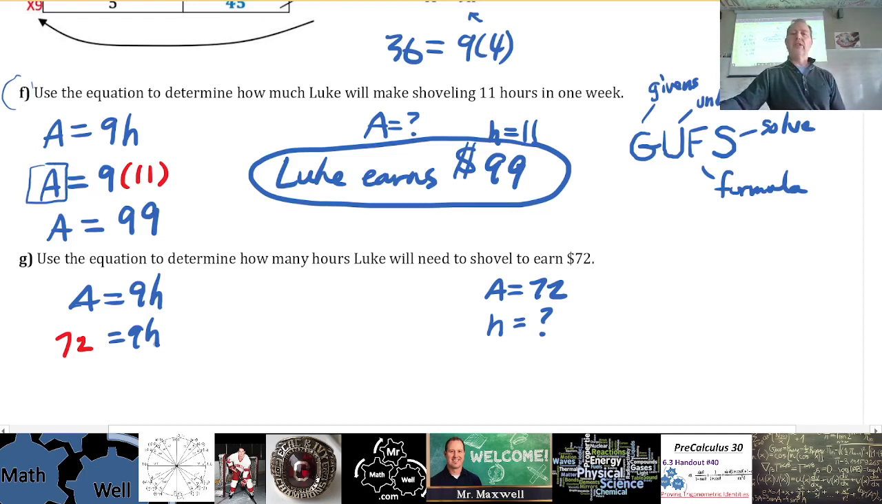But here, H is on this side. Okay, so to get H by itself, this is where the operations come in, and you're going to need to do opposite operations. So 9 is multiplied by H. In order to get rid of the 9, I have to do the opposite operation and divide by 9. And in an equation, what you do to one side, you always have to do to the other side. It's kind of like a balancing act.